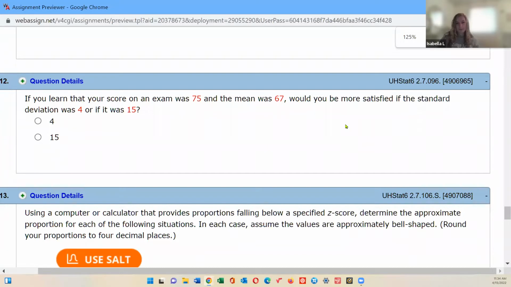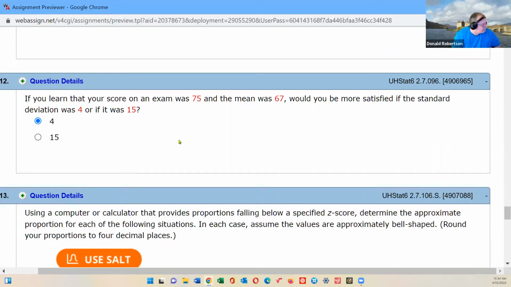4. I agree. What's your thinking for why you chose that? Because there's less students who made it. I mean, the standard deviation is a lot smaller, so you can only get so much higher. Right. There's not a lot of wiggle room, right? Yeah. When the standard deviation is 4, most people are going to be pretty close to the mean.